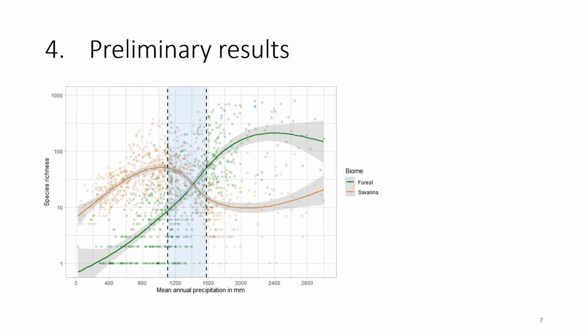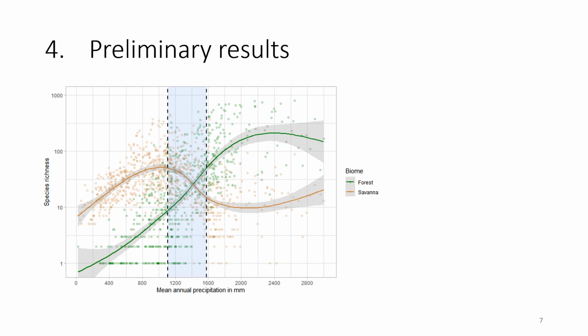Now the next graph I want to show is this scatter plot of species richness over mean annual precipitation. And it shows two things. The first thing is that the blue zone corresponds to the transition zone space, and we can see that indeed there is a decrease in species diversity from both forests and savannas.